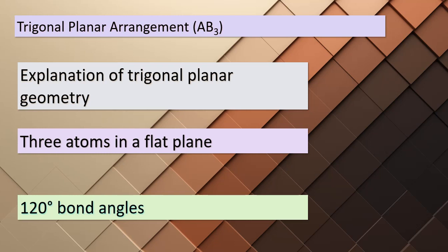Numerous molecules adopt this trigonal planar geometry when atom A is bonded to 3 atoms B. This is a common arrangement that we've already encountered in our journey through molecular shapes.